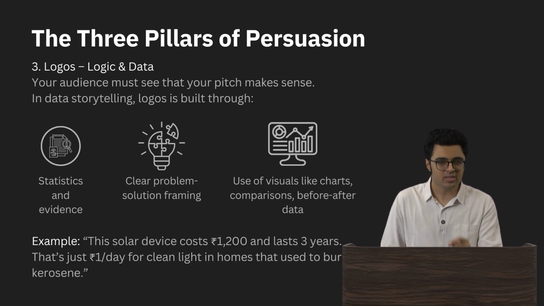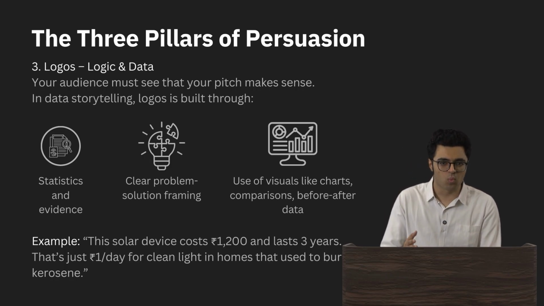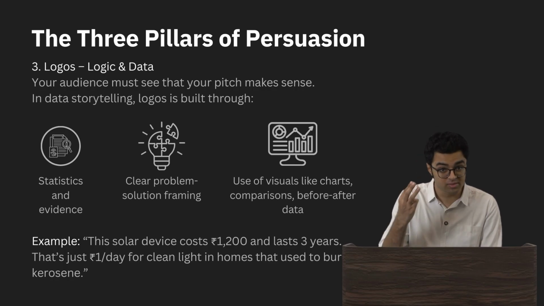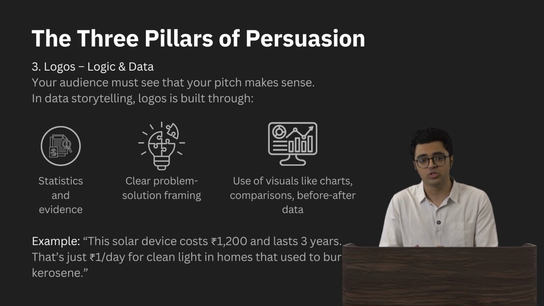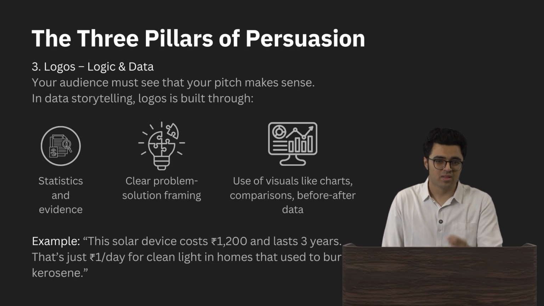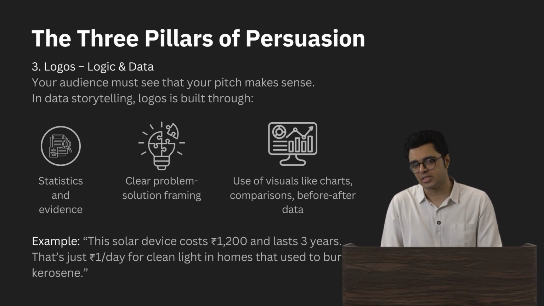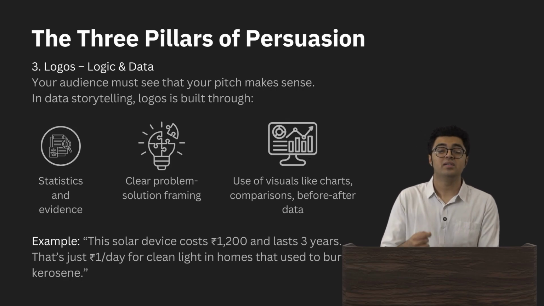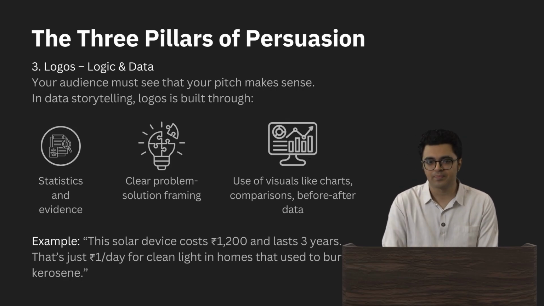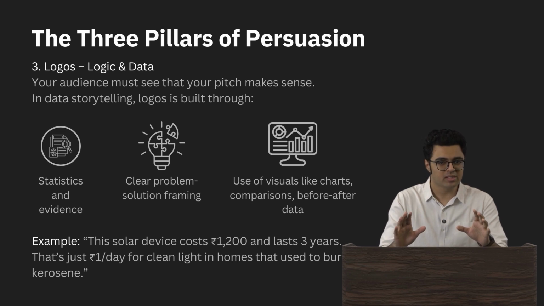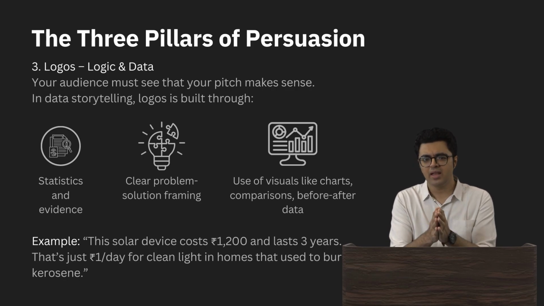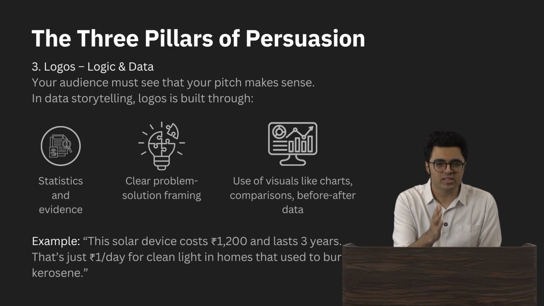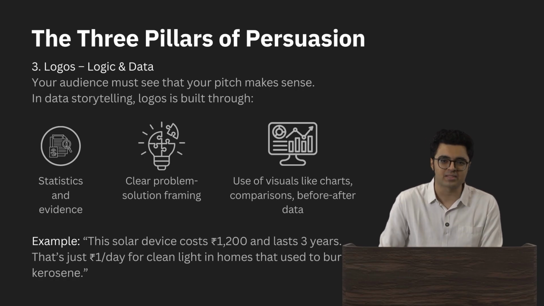For example, here is an example for logos. This solar device costs 1,200 rupees and lasts 3 years. That's just 1 rupee a day for clean light in homes that used to burn kerosene. This right here is a logic detail. It's a data point. However, it is communicated in a persuasive manner. The framing of the data point is in the form of a story because it gives a clear problem solution framing and it helps the reader understand what this investment can achieve in the form of impact.